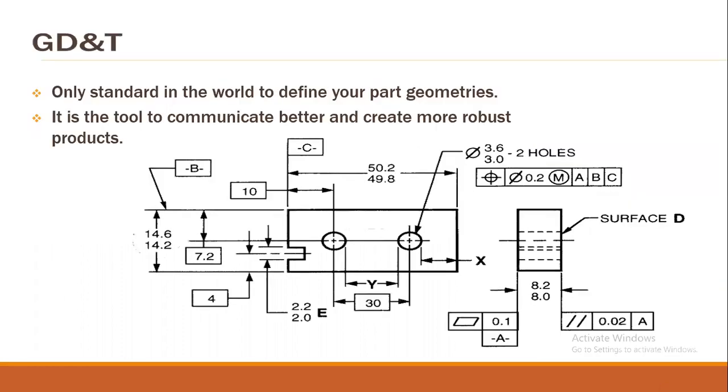Then GD&T. If you see this representation, with a single plate and hole, we assign only this 50.2 or 50 by 14. We assign only this dimension. But practically, during manufacturing, we don't have control over these dimensions. Why don't we have the control?